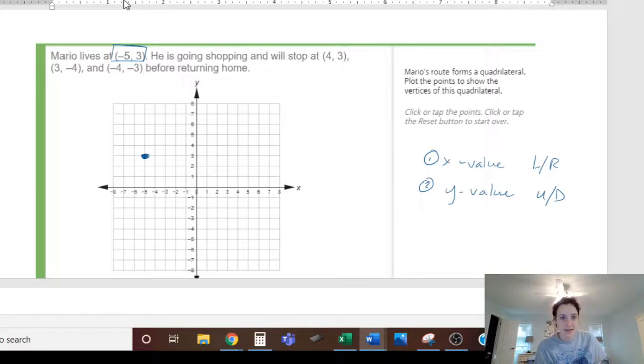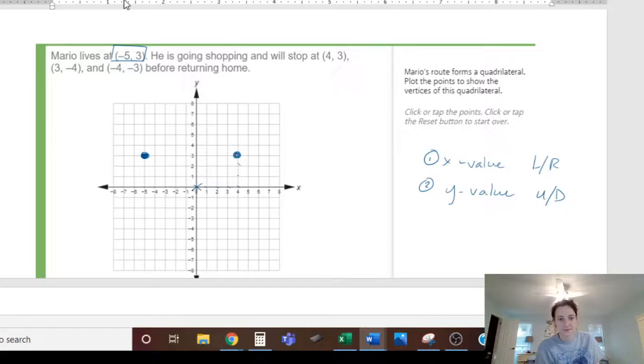All right. He now is going to go shopping at (4, 3). So again, you're going to come back to that origin here in the center. 4 is now my positive x value, so I'm going to go to the right: 1, 2, 3, 4. And 3 is positive, so I'm going to go up 1, 2, 3. And here is my next stop.